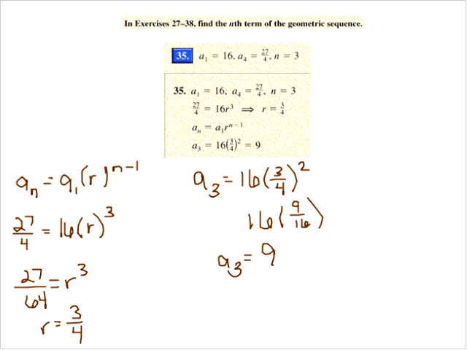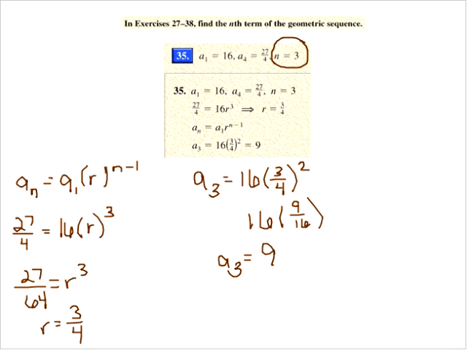Okay, so the next one we need to find the nth term of the geometric sequence, and here they're telling us that n is 3. So we need to find the third term. A couple ways we can go about this. If we know the first term and we know the ratio, we could just multiply that 3 times until we get the third term. But we don't actually know the ratio. I know my first term is 16, and the fourth term is 27/4. So what I'm going to do is work backwards to try and find that ratio.